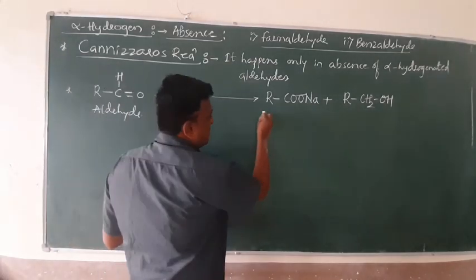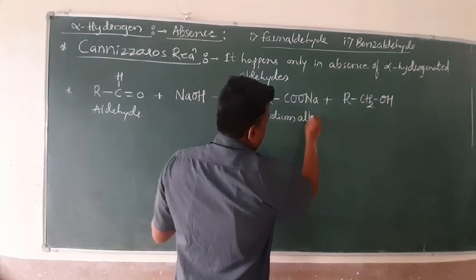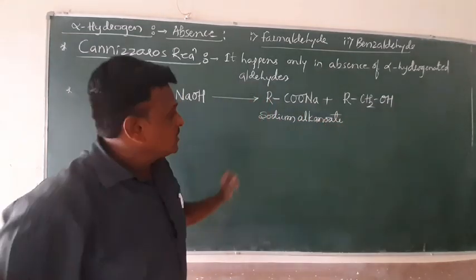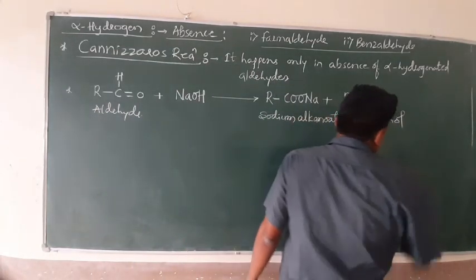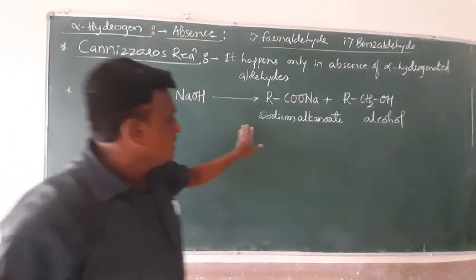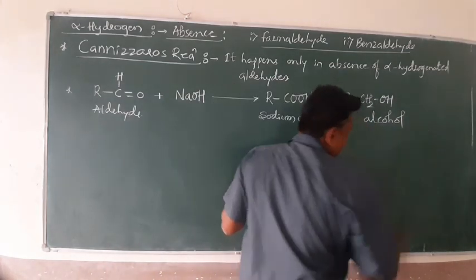The first one is sodium alkanoate. This is the sodium salt of a carboxylic acid, sodium alkanoate, and this is the corresponding alcohol. There are two products, friends. An aldehyde reacts with alkali to form sodium alkanoate as well as an alcohol.